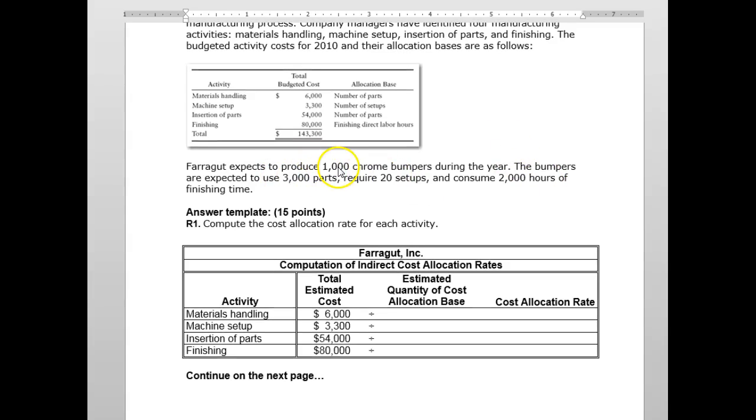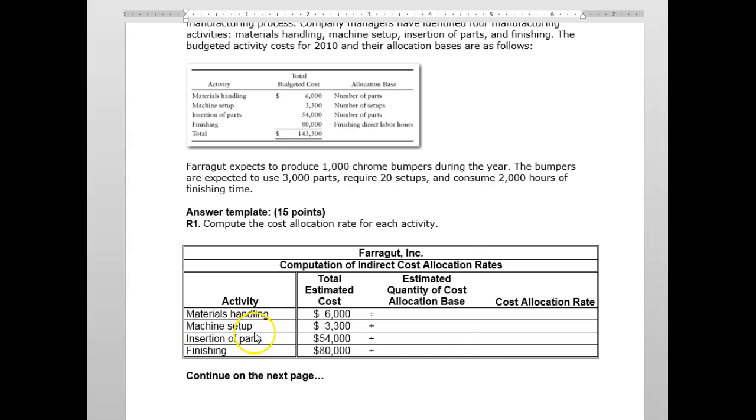It's going to produce 1,000 bumpers, and the bumpers are expected to use 3,000 parts, 20 setups, and 2,000 hours of finish time. These 3,000 parts will be used for 2 allocations, material handling and insertion points, so keep that in mind. Now we bring down these numbers and get them set up in your template.